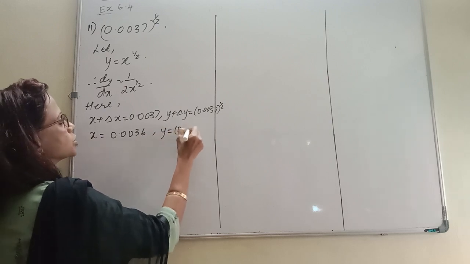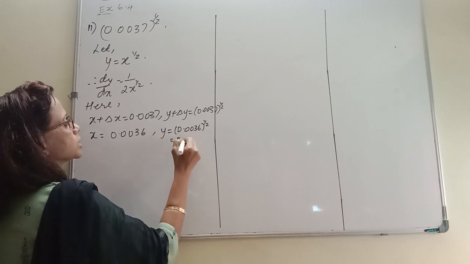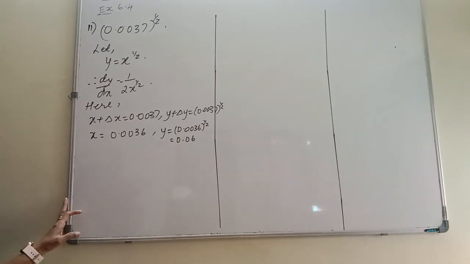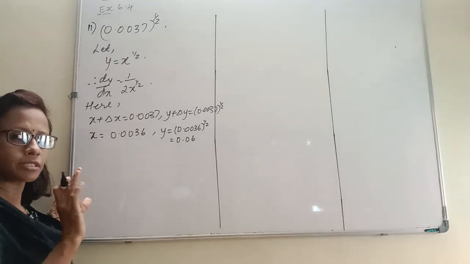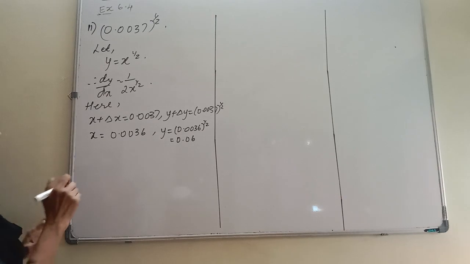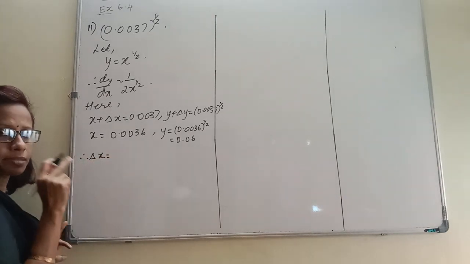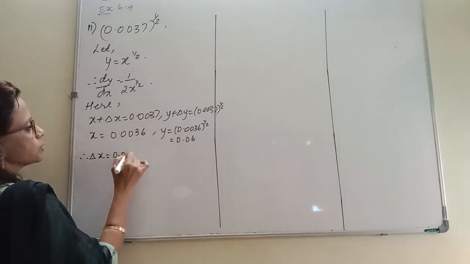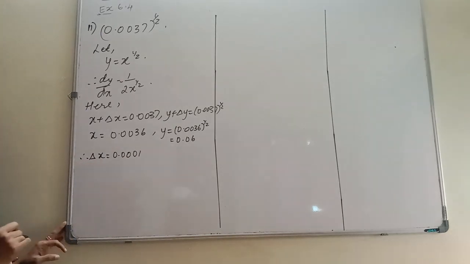Now if that is the case, what is y? y is 0.0036 raised to half, which is 0.06, because 0.06 into 0.06 gives you 0.0036. Once you have that, you take delta x. Delta x is x plus delta x minus x, which is clearly 0.0001.